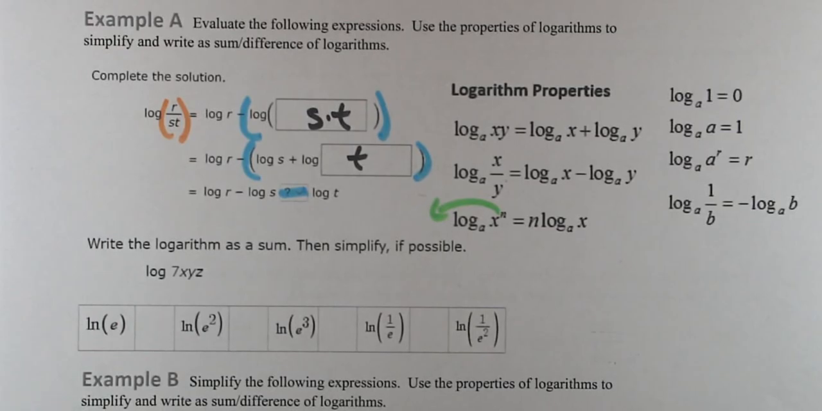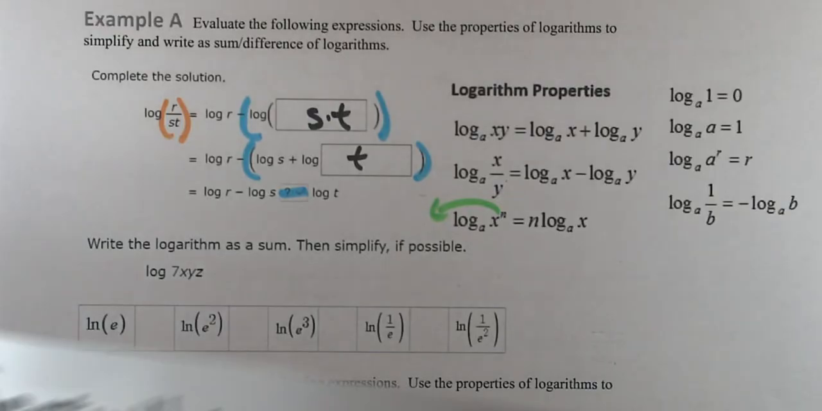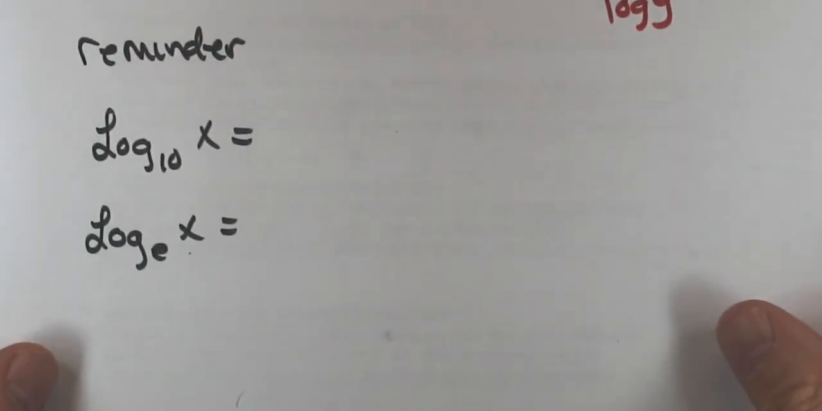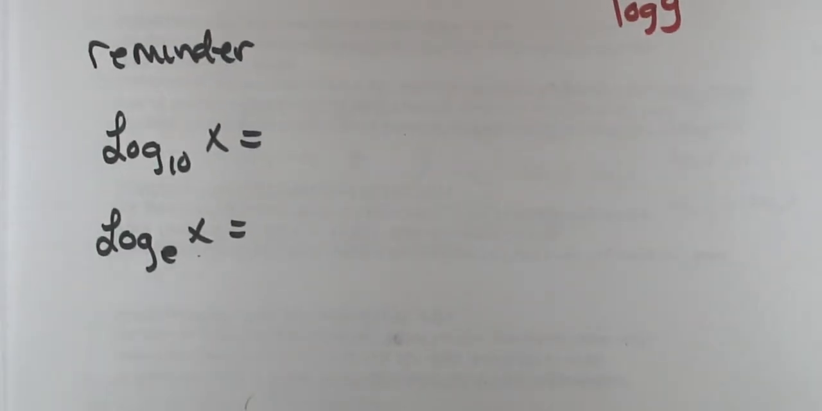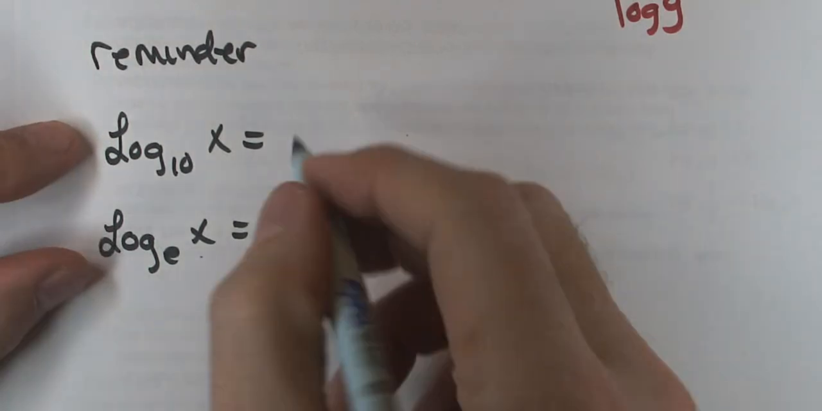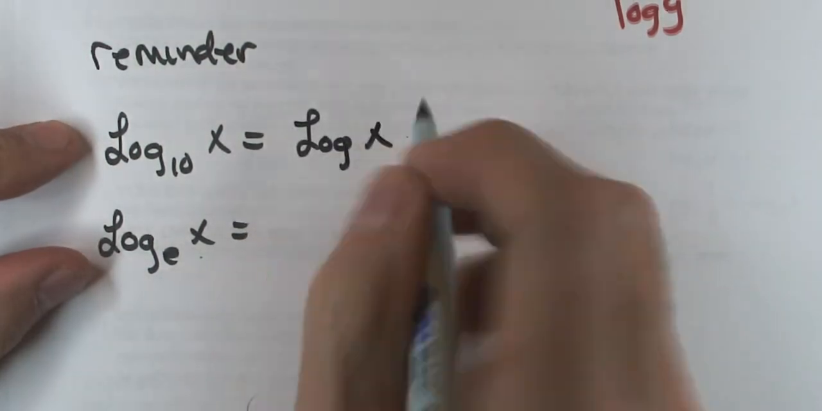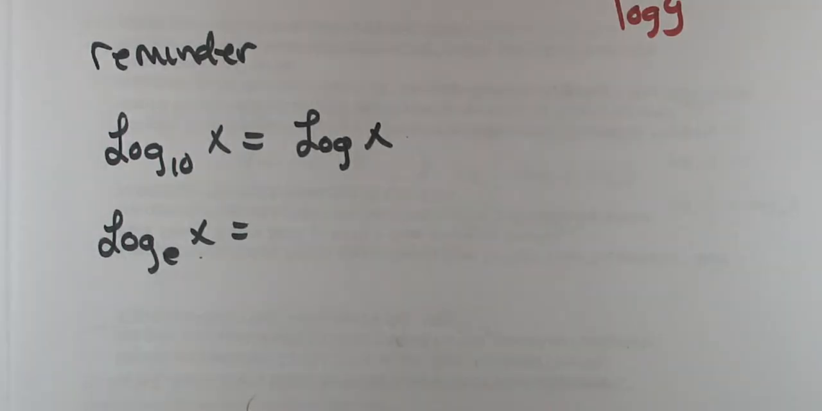Now, before I get to some of the next ones, let me give you a couple reminders, or ask you to remind yourself. Log base 10 of x. What's another notation for that? What else could I write here? Log x. Yeah, just log of x, right? Because the 10 is kind of understood. How about log base e of x? Anyone got that one?